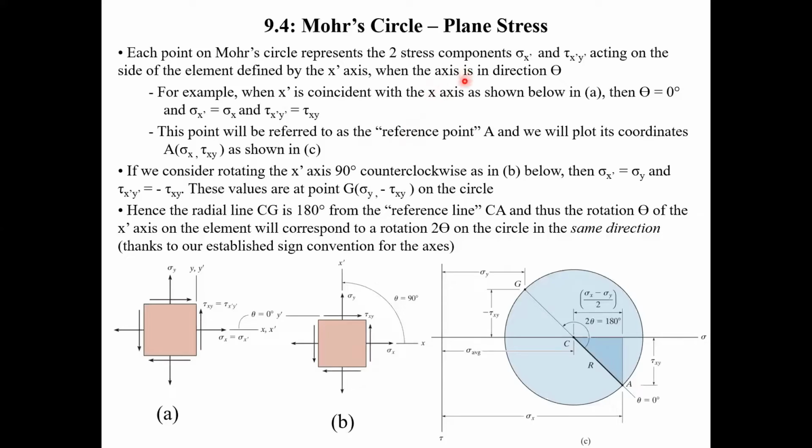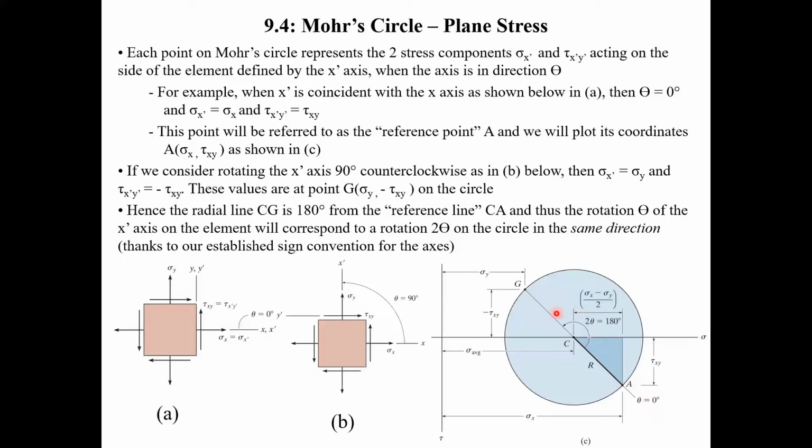So for instance, when we're given an element with our original sigma x, sigma y, and tau xy, we can plot that as point A in our sigma tau plane. So at this point, we're at sigma equals sigma x, and tau equals positive tau xy, because it was up here on the right. That's our point A, and we'll use that as a reference point. And so then when our x-axis and our x-prime axis are coincident, meaning they're overlapping each other, that's when theta is equal to 0 degrees.